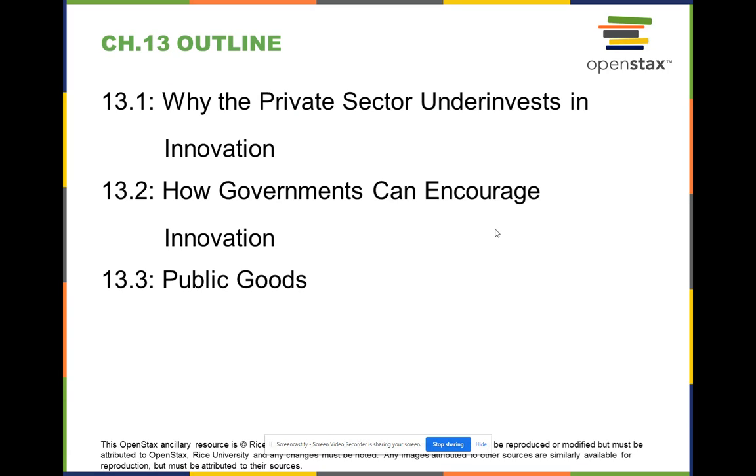And in this particular section, why the private sector underinvests in innovation, so why it doesn't do enough for things like research, for instance, and creation, how government can encourage it instead, and the existence overall of public goods that are goods provided by the government. And the reason why it's called public goods is because we're all contributing to the government through elections and also taxes in particular.